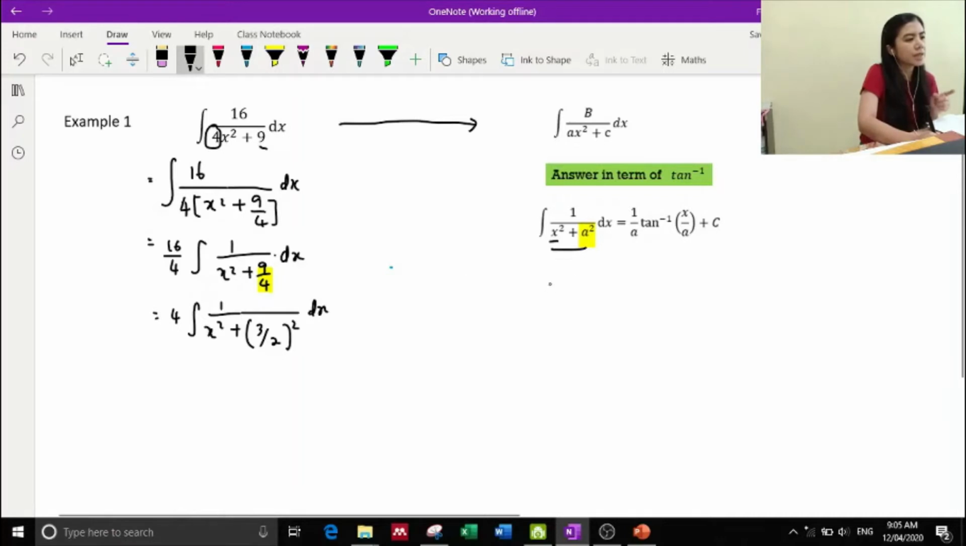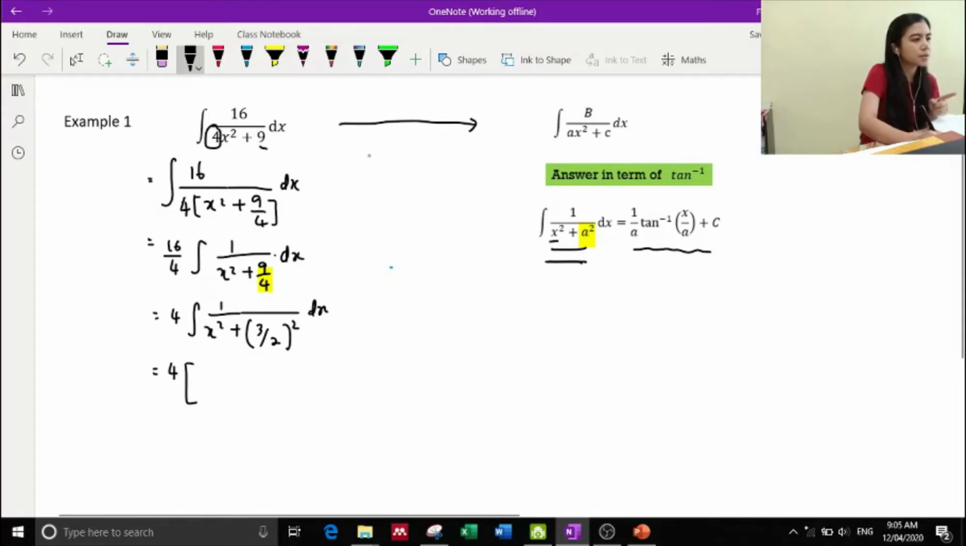Now, you are already in this form, x squared plus a squared. So now that is the time you're going to apply this formula. That formula says that your answer will be in terms of this. Okay, so then you will have a 4 at the front. Then we're going to apply a formula.